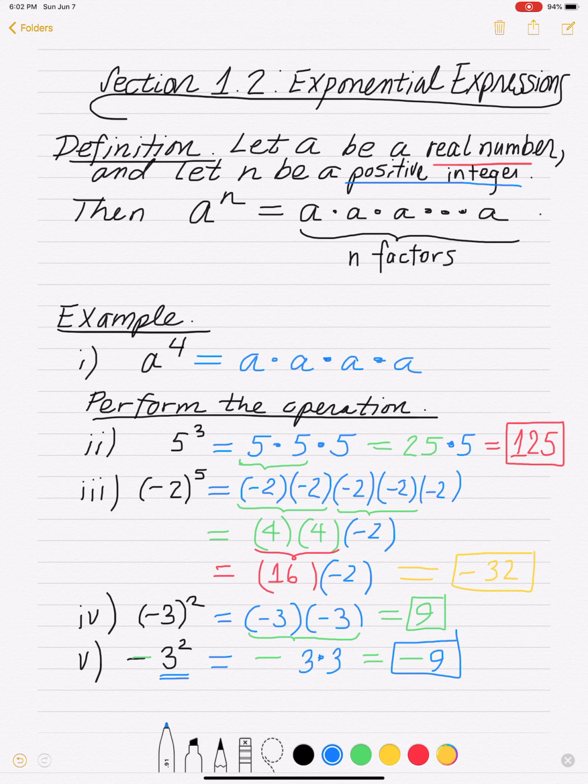So be aware that this is a very different situation than number 4 because the negative is not in parentheses, right? The negative is not in parentheses with the 3. The negative is separate from the exponentiation of 3 squared.